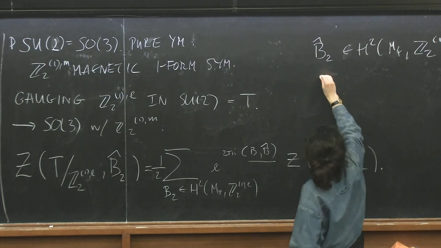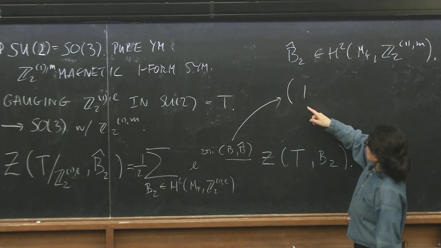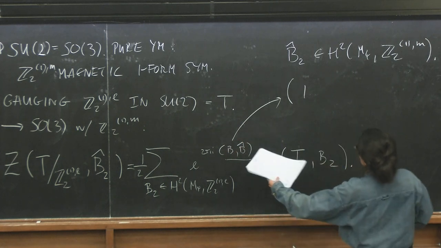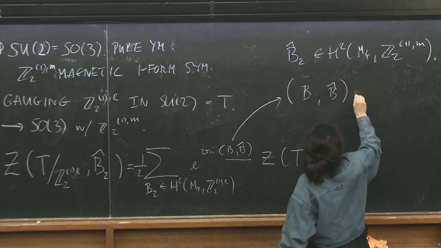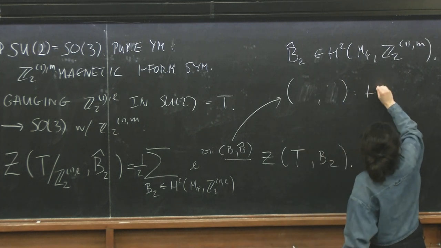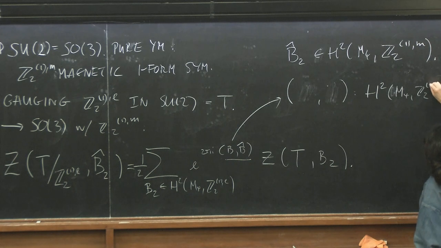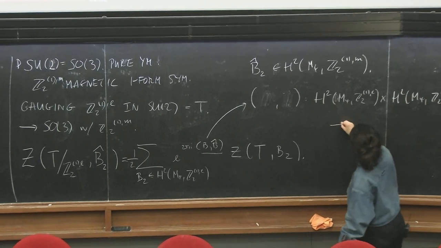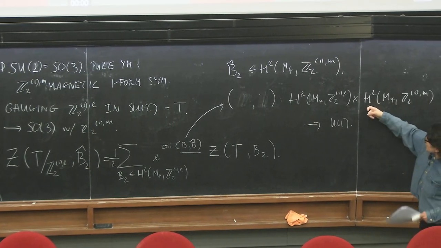And now the question is, what do I mean by this bracket? I had this bracket here, B hat. This will appear as a phase. So this better be some well-defined phase that I can put in here. So the question is, what is this pairing between B and B hat? Or actually, let's put it like this. This is a map from H2 for Z2 times H2 magnetic into, well, you can call it U1 or R mod Z. So it's a pairing. Now, how do I define this pairing?